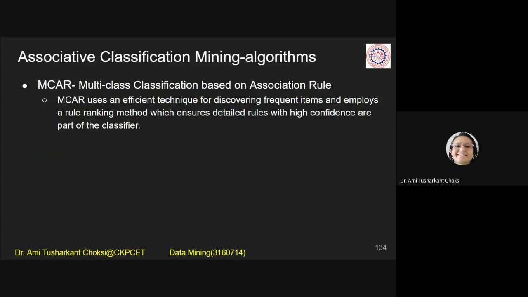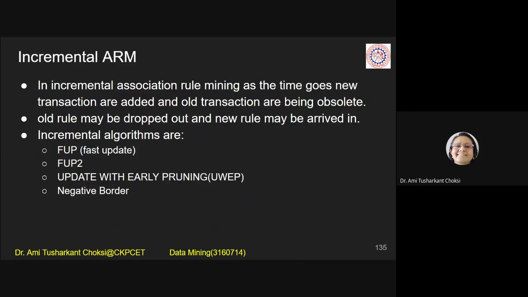MCAR, that is multi-class classification based on association rule. What is that? MCAR uses an efficient technique for discovering frequent items and employs a rule ranking method which ensures detailed rules with high confidence are part of the classifier. Okay. Now next is incremental ARM. Incremental association rule mining. What is that?